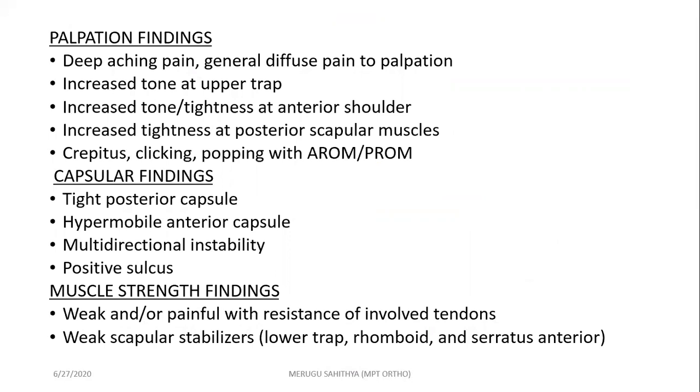The capsular findings include the tight posterior capsule, hypermobile anterior capsule, multidirectional instability, and positive sulcus. Muscle strength findings include weak or painful resistance of involved tendons, and weak scapular stabilizers, which include the lower trapezius, rhomboid muscles, and serratus anterior muscle.